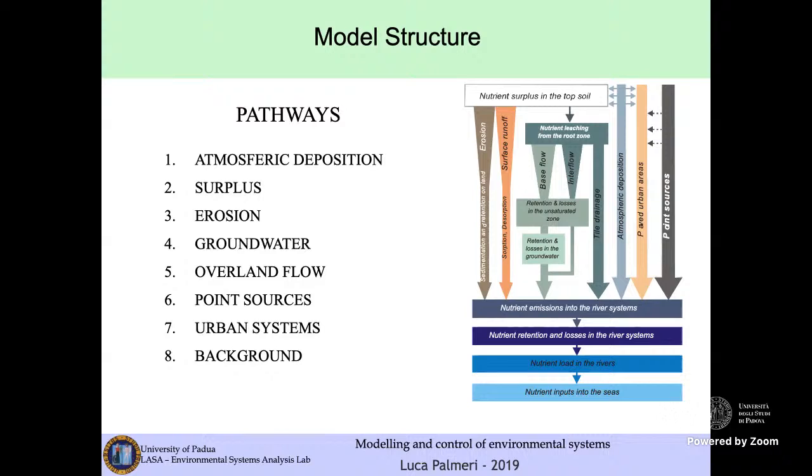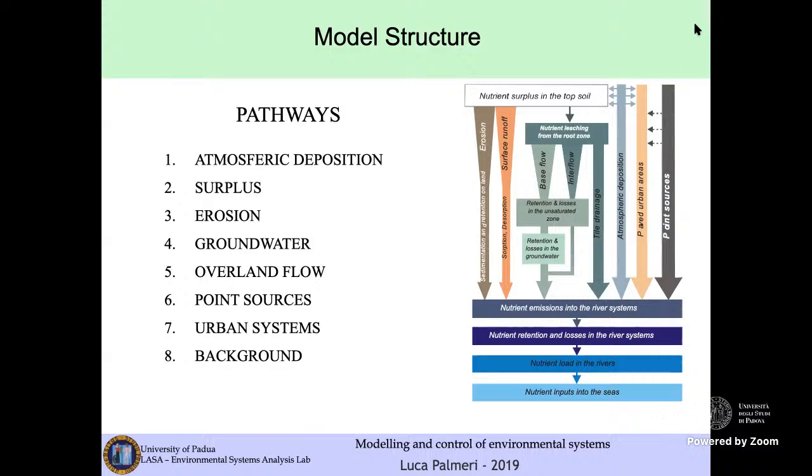Once you have collected all this data, you assemble it into a series of spreadsheet files. In particular, MCES is based on Excel. Each spreadsheet file refers to a specific pathway. In particular, we have eight pathways: atmospheric deposition, surplus, erosion, groundwater flows, overland flow, point sources, which is wastewater treatment plants, urban systems, which is urban runoff, and the background.